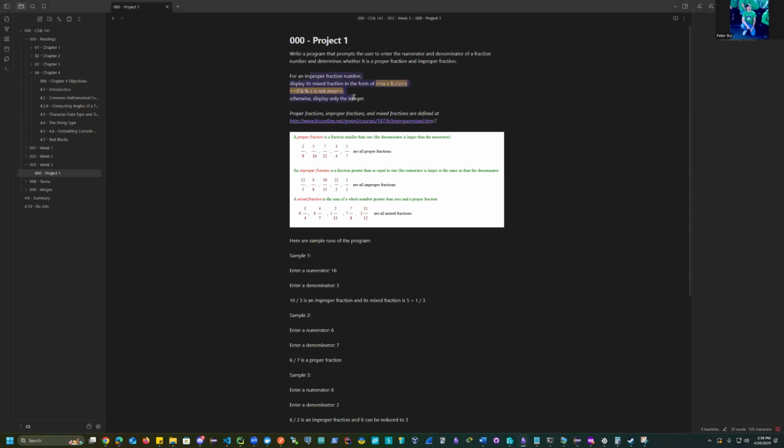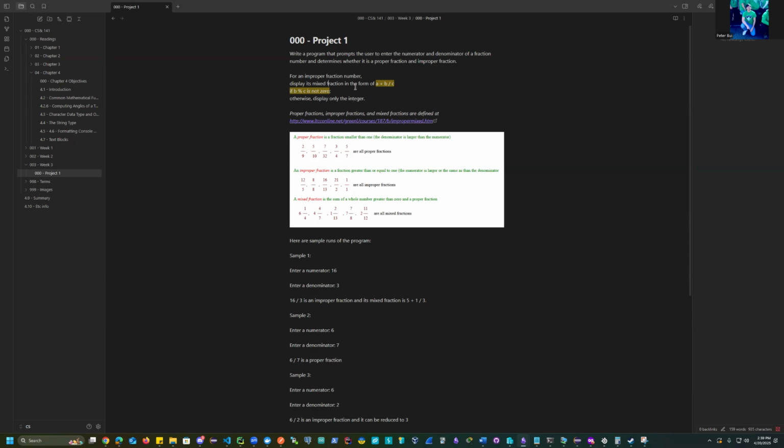we are tasked with taking in two integer values and determining whether or not that is a proper or improper fraction, where a proper fraction would be a number in the numerator that is lower than the denominator. An improper fraction consists of the numerator being larger than the denominator, or the numerator being divided by itself, and a mixed fraction constituting of a whole integer value followed by a proper fraction.